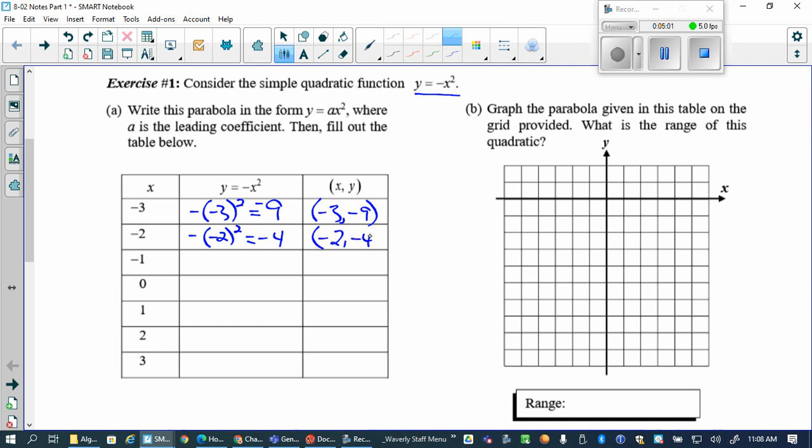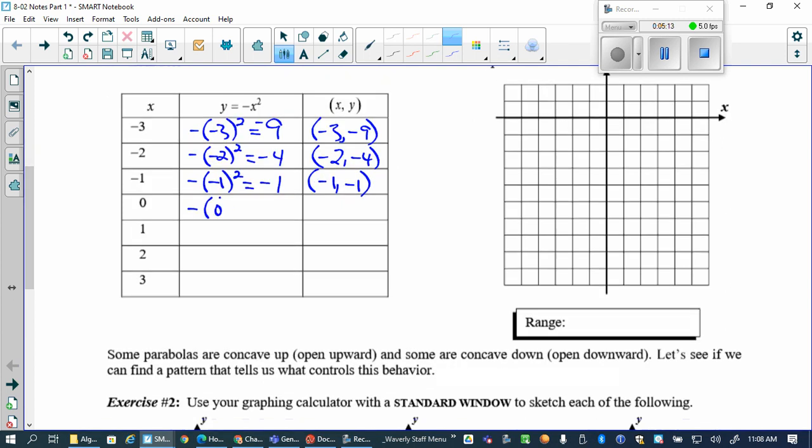Negative 2, negative 4. There we go. Keep going. Negative 1 squared is what, everybody? Coordinates? All right. How about 0 squared? What's that? 0. Coordinates. Negative 1 squared is negative 1. So 1, negative 1. Are you starting to see a little symmetry here now?